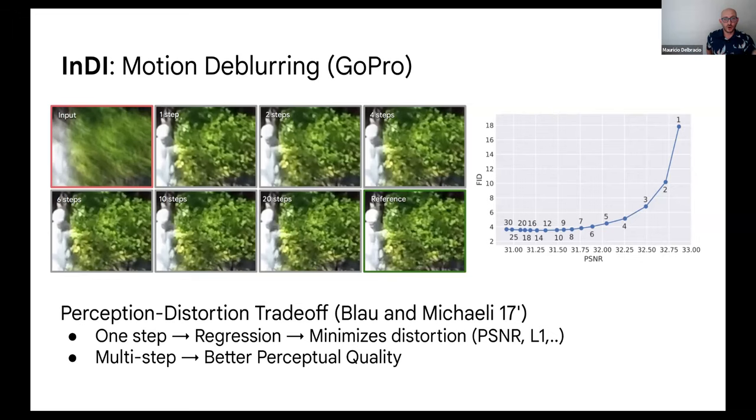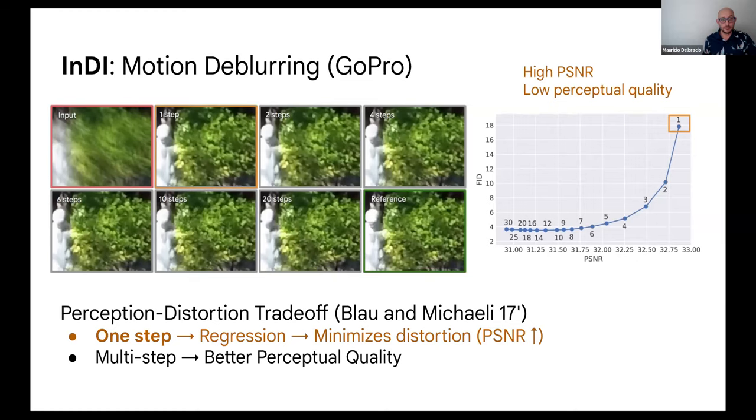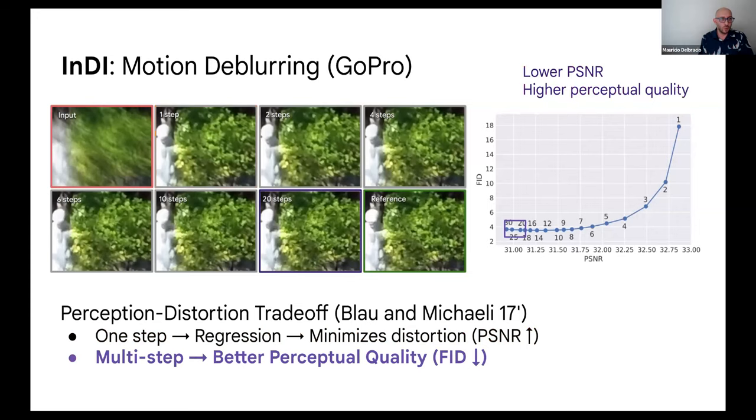So here we can see that we can actually traverse this perception-distortion trade-off. If we use one sample, then we're back to the original direct reconstruction that minimizes the pixel reconstruction error. So we get very good PSNR, but not great FID score. FID score is the lower, the better. However, if we use more samples, then we are able to compromise a little bit the average reconstruction error, but we minimize significantly the FID score, meaning that we get a much cleaner, much sharper, more real reconstruction. So by controlling the number of steps used, we can play in between these two things, which are distortion and perceptual quality.